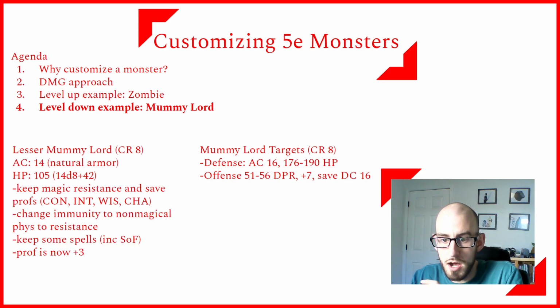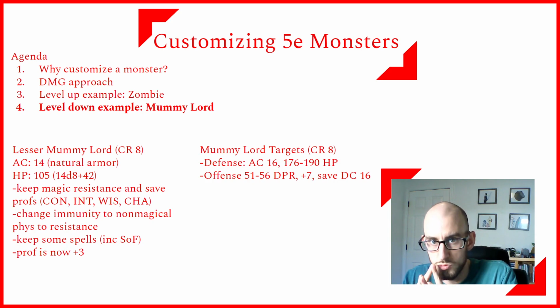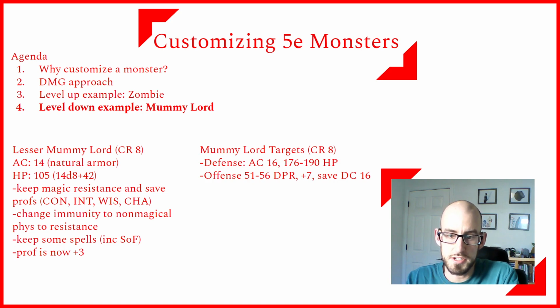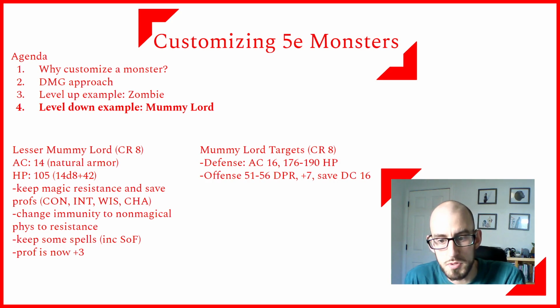And I'm also going to keep the magic resistance feature and the save proficiency. They're proficient in Constitution, Intelligence, Wisdom, and Charisma saves. I'm going to change their immunity to non-magical physical damage, so that's bludgeoning, piercing, and slashing, to resistance. I'm going to keep some of their spells, including the Shield of Faith spell, and as a CR 8 monster, their proficiency is now +3.